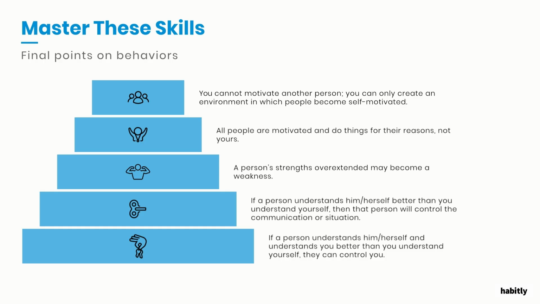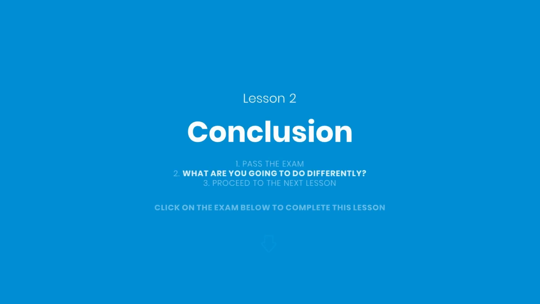The last one is the most scary. If a person understands him or herself and understands you better than you understand yourself, they can control you. Might be subconscious, might be conscious, but it's probably not going to be pleasant. So please take the time to understand your most intense behavior, whether you take one of our assessments or whether you just study this material and come up with your own conclusions, which may or may not be accurate, but at least it's better than nothing.